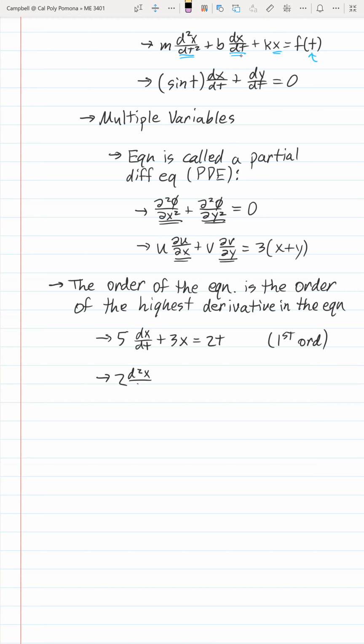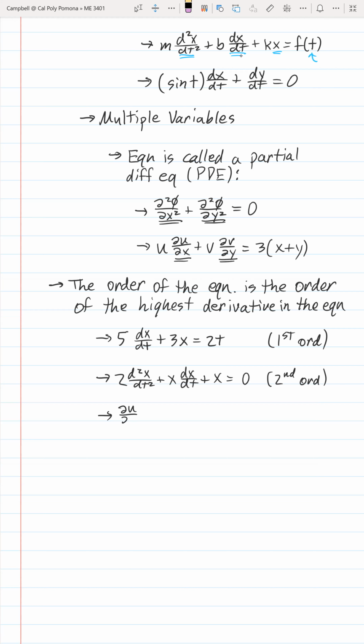2 d squared x/dt squared plus x dx/dt plus x is equal to 0. That would be a second order, looks like a very unpleasant second order differential equation. These, of course, are all ODEs, so let's go ahead and get a PDE in here.